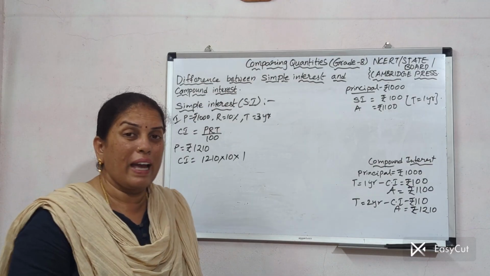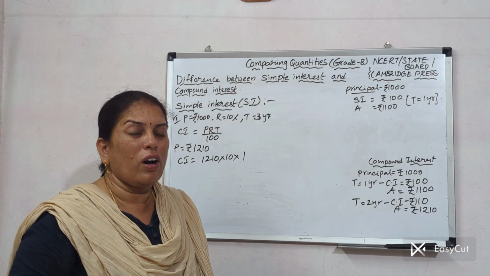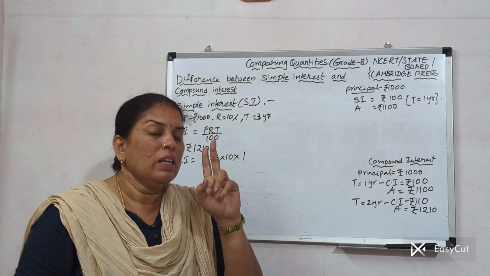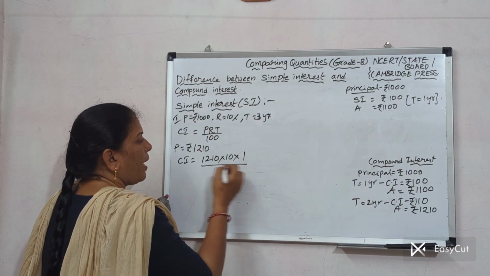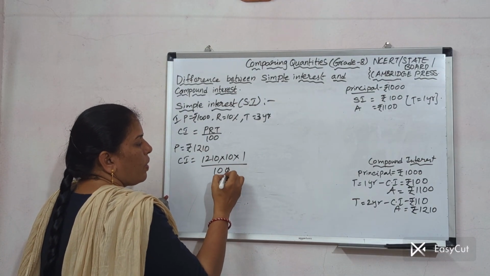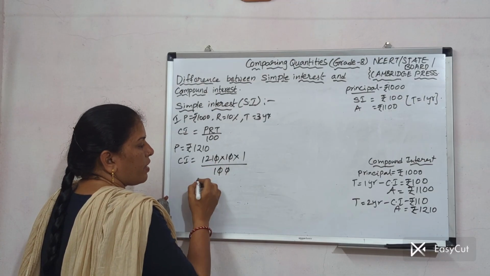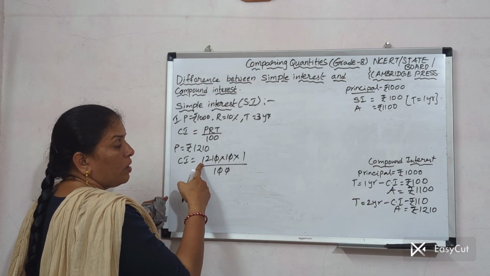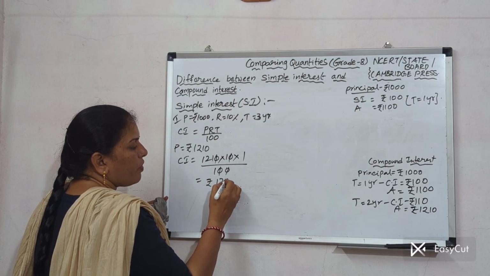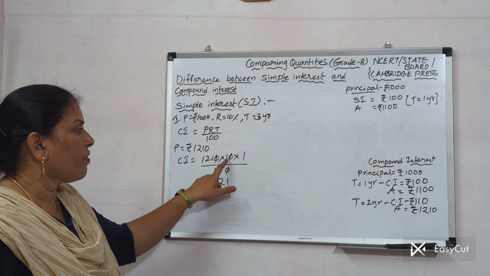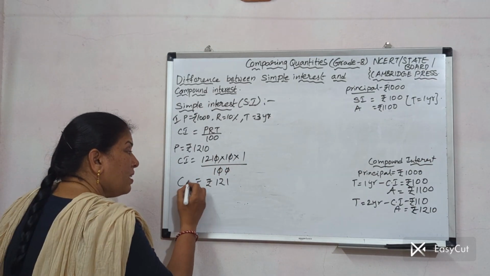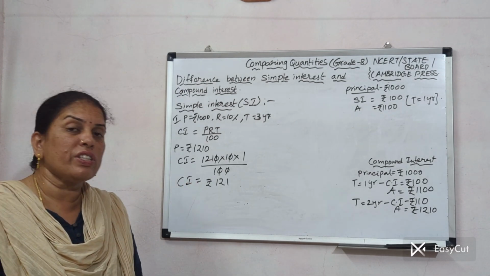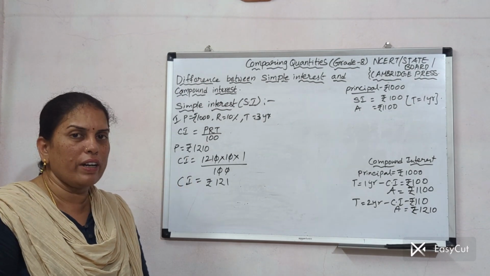Why I took 1 only? I can take directly 3, no? No, already we calculated for 2 years now. That's why I am calculating for the third year. So, 1 by 100. 10 10 cancel, 10 10 cancel. What is the amount? 121 rupees. 121 once, 121. What is this? Same compound interest for which year? Third year. All of you understood?